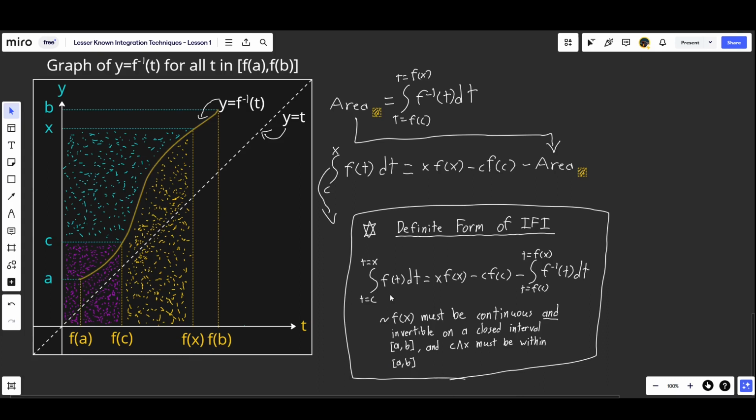The reason this formula is useful is that it allows us to calculate the definite integral of some function using the function outside of the definite integral and using the definite integral of the inverse of the function. So if we know how to calculate the definite integral of the inverse of the function, but not the definite integral of the function itself, this formula could be a useful workaround. All we need to do is set c and x to the bounds that we want.